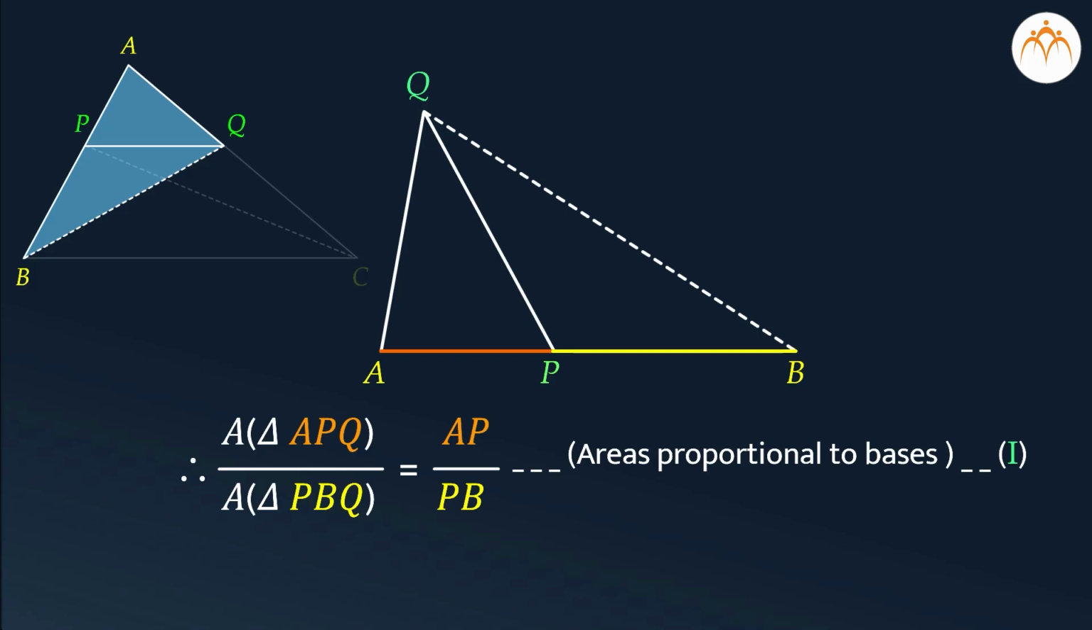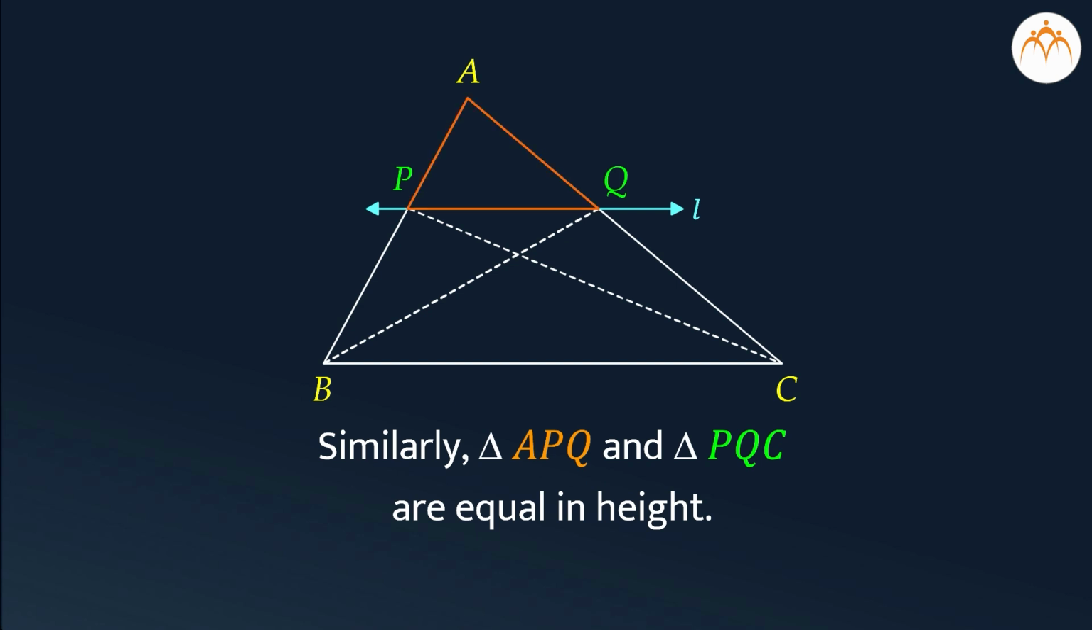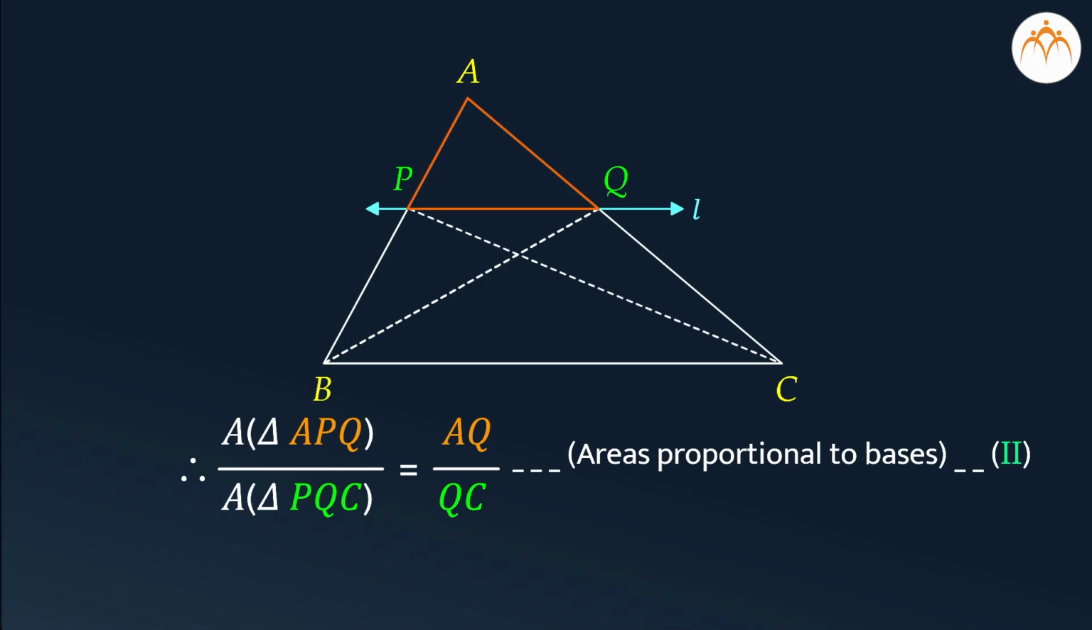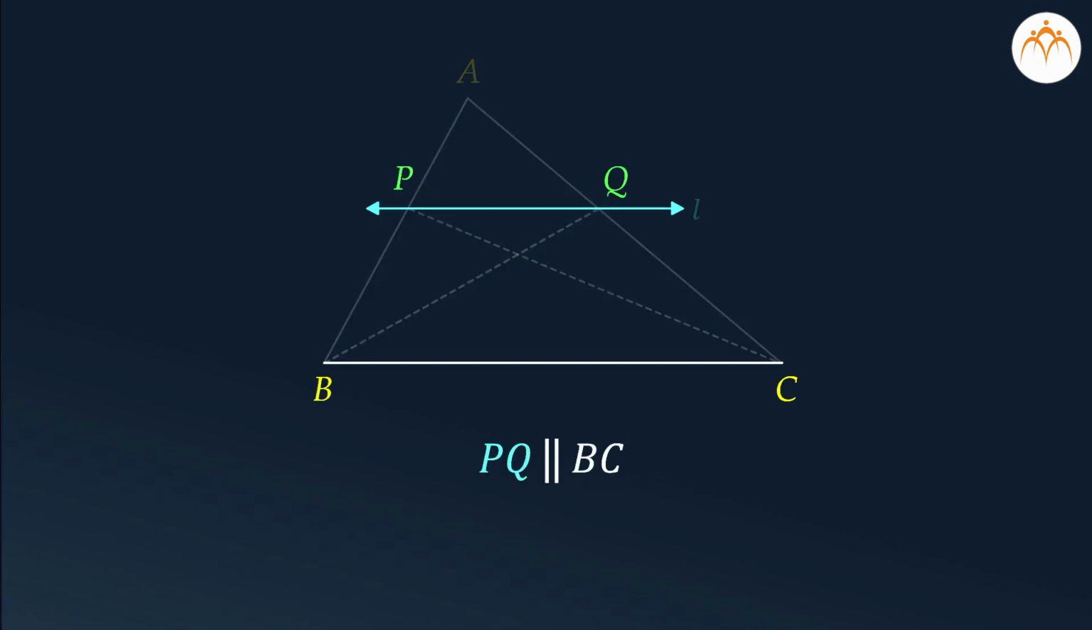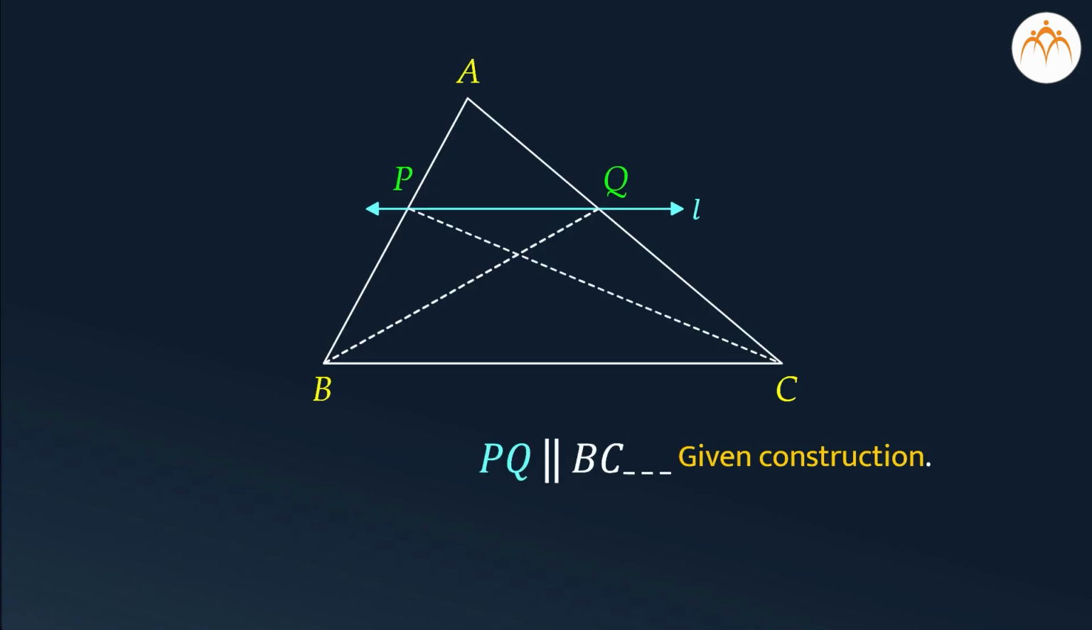Similarly, triangle APQ and triangle PQC are equal in height. Therefore, area of triangle APQ upon area of triangle PQC is equal to AQ upon QC, because areas are proportional to bases, equation 2. PQ is the common base for triangle PQB and triangle PQC. PQ is parallel to BC, this is given.